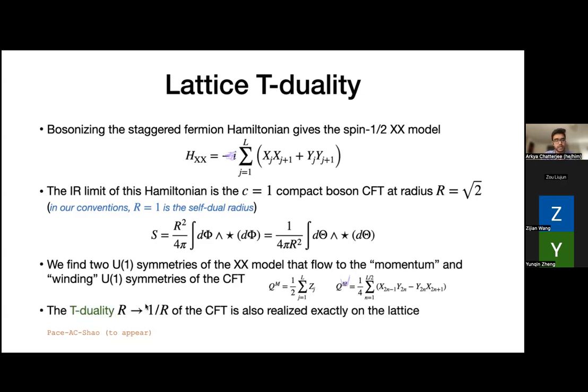And we also realized the T duality of the CFT, which sends R to 1 over R, exactly on the lattice. We're still writing this up, so stay tuned if you want to know more about this. With that, I want to end my talk. Thank you for your attention.